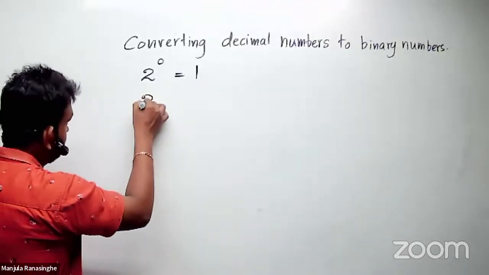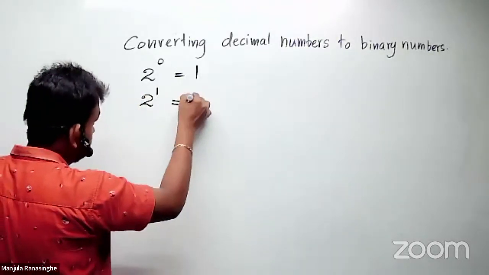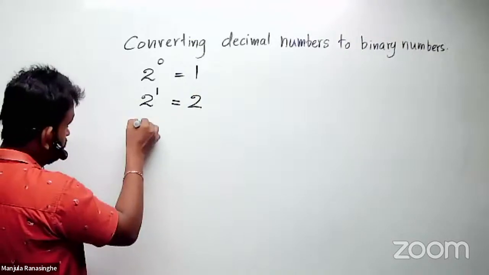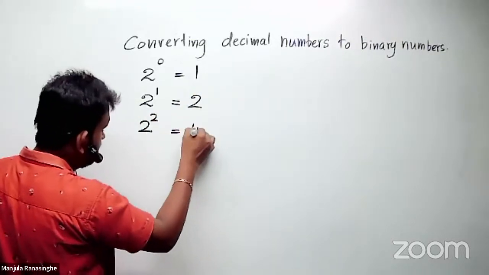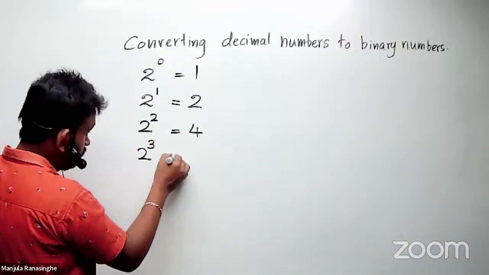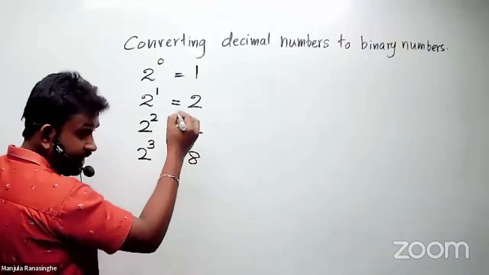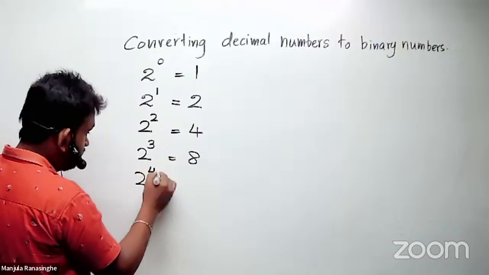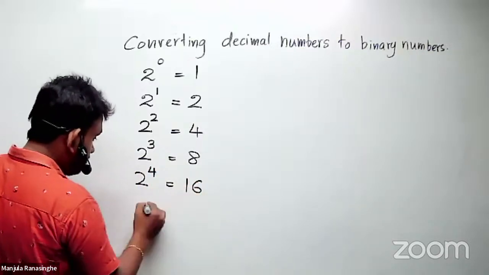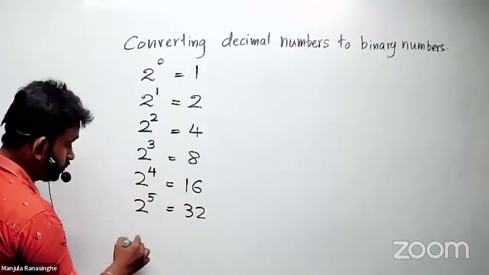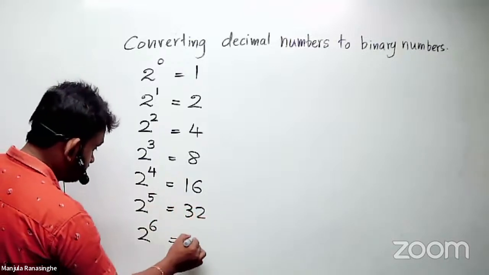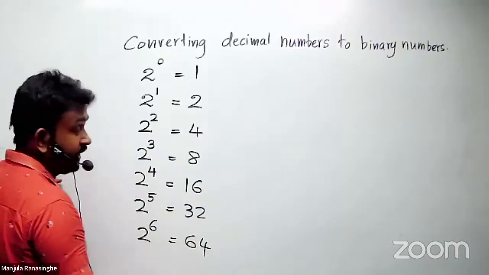Okay, now I start with 2 to the power 1, that gives you 2, right? 2 to the power 2 means 2 into 2, that gives you 4. 2 to the power 3, 2 into 2 into 2, that gives you 8. 2 to the power 4 gives you 16. 2 to the power 5 gives you 32, right? 2 to the power 6 gives you 64, right?